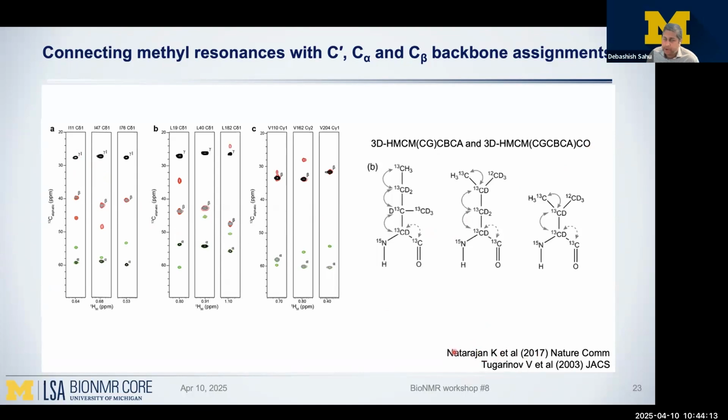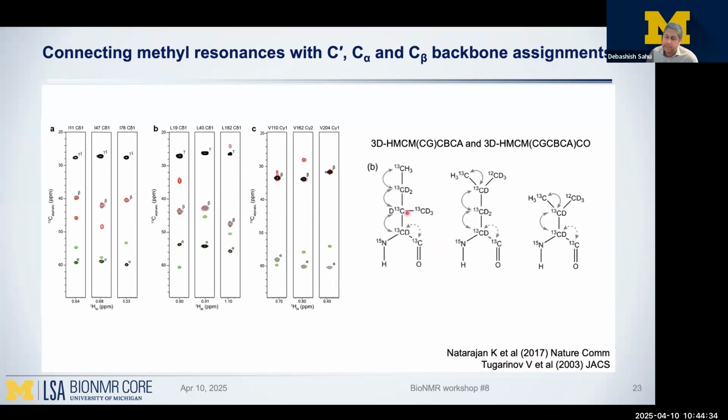Again, this is the paper which does this particular thing. Again, this is based on Lewis Kay's work where they have developed these particular experiments. These are available. Come talk to me if you want to set this up. So here in this case, you already have the chemical shift labels of C alpha, C beta, and carbonyl carbon that you can connect back to your methyl groups.